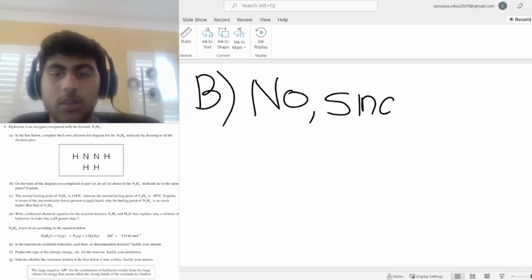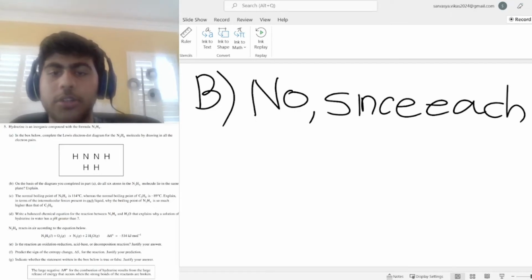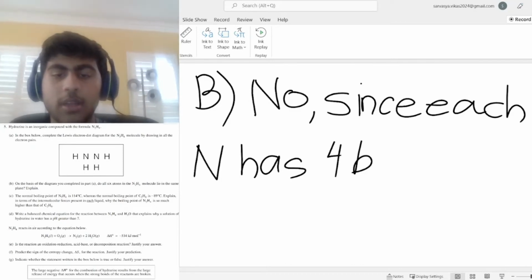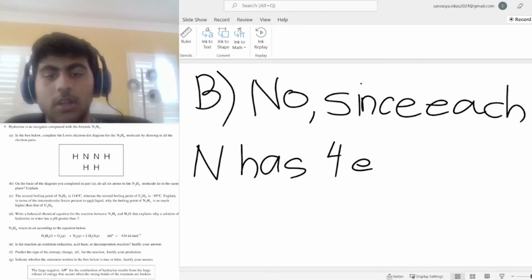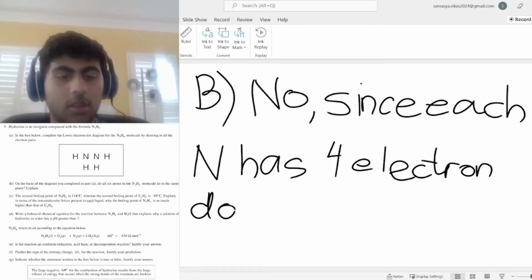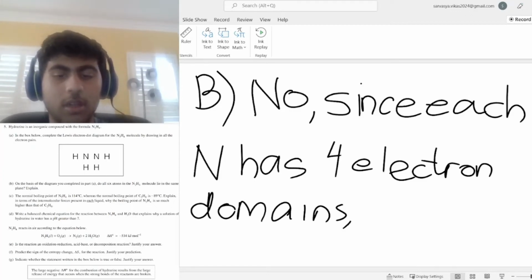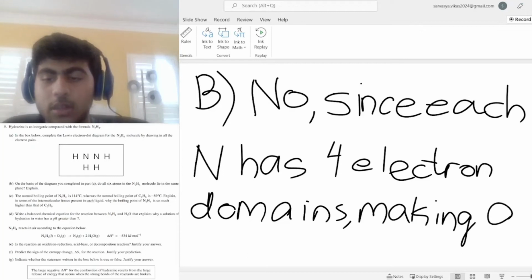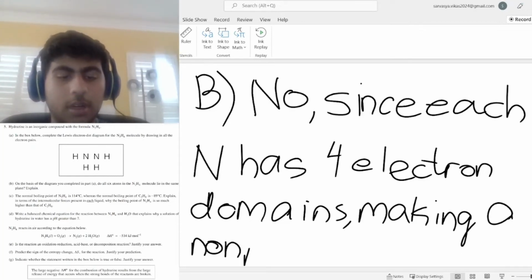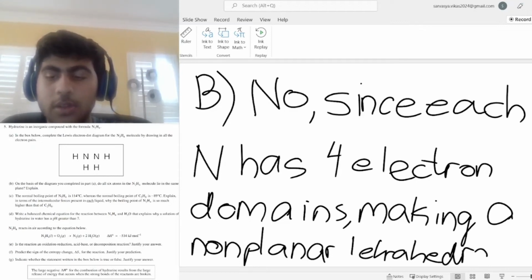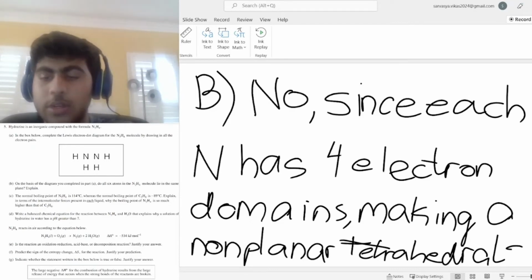since each nitrogen, each N, has 4 electron domains, making a non-planar tetrahedral shape.